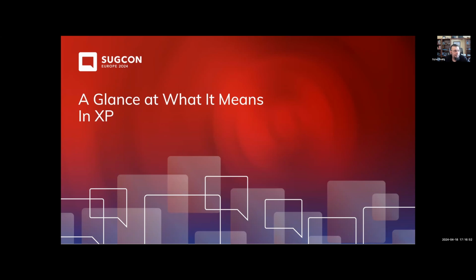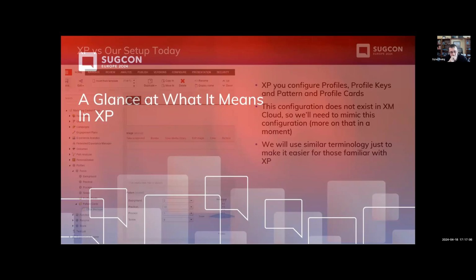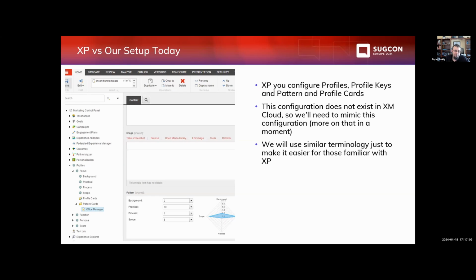So, lastly, just to take a glance at what this means for XP. This will give us an idea of what we're trying to achieve today with XM Cloud and Personalize. So in XP, you had profiles, profile keys, patterns, profile cards, a bunch of terminology. Luckily, I still remember what all those mean. I didn't have to look them up again, but it's really just a naming convention that helps you define these personas and then assign keys or attributes to pages.